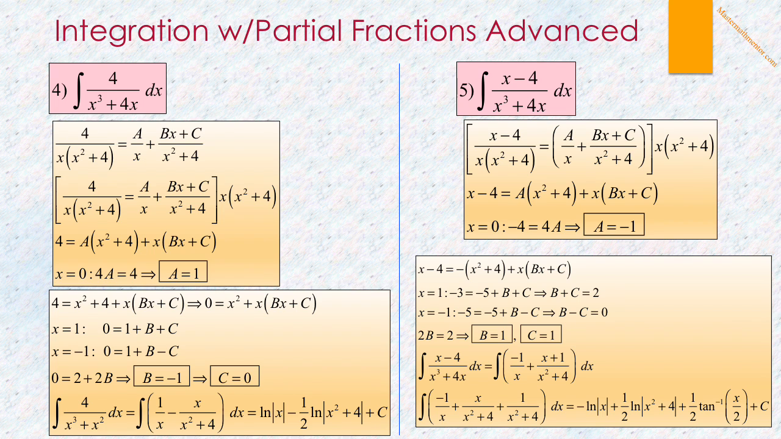The first integral is negative natural log absolute value of x. The second is 1/2 the natural log absolute value of x squared plus 4. And the third is 1/2 the inverse tangent of x over 2 plus c.